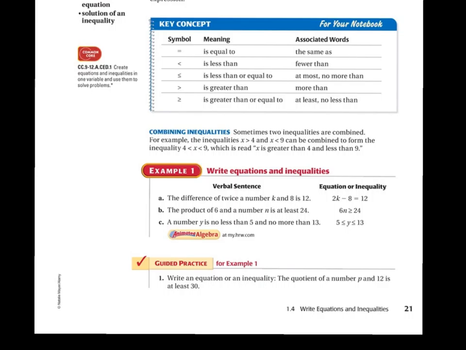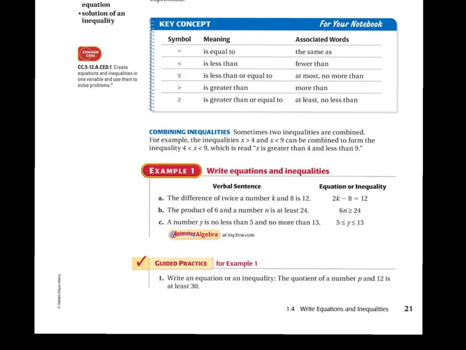Okay, then we can also combine our inequalities. So the example that they give here is you could have x greater than 4 and x is less than 9. So you have the numbers that are less than 9 and greater than 4. If you're going to combine that, you have 4 less than x less than 9, and the way we read that would be x is greater than 4 and less than 9.